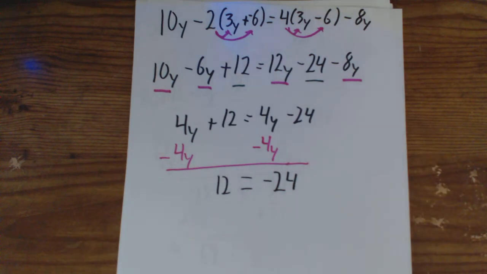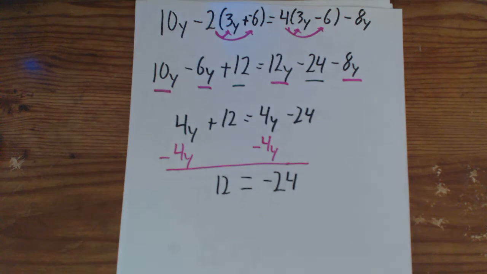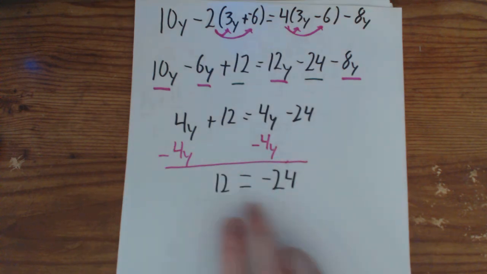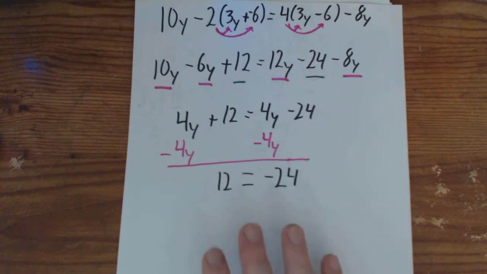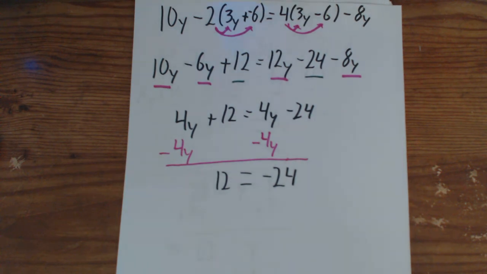So now we get here, we have no y's left. We have 12 equals negative 24, which we know isn't true, right? 12 is not the same thing as negative 24. We didn't make any mistakes. You can go back and check here. So what this equation is telling us is that there is no real solution for it. No matter what number we plug in for y, it's not going to work out. There's no number that we can plug in for y that's going to make this true. So there is no real answer. If you get one of these and you get two things that aren't equal, that means whatever number you plug in, it's not going to work. There is no real answer.